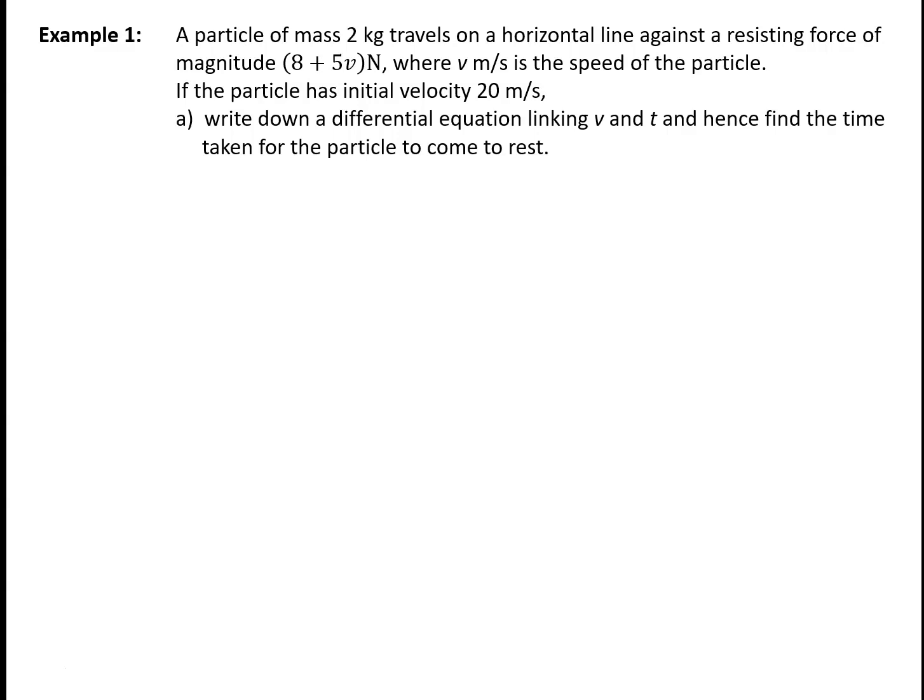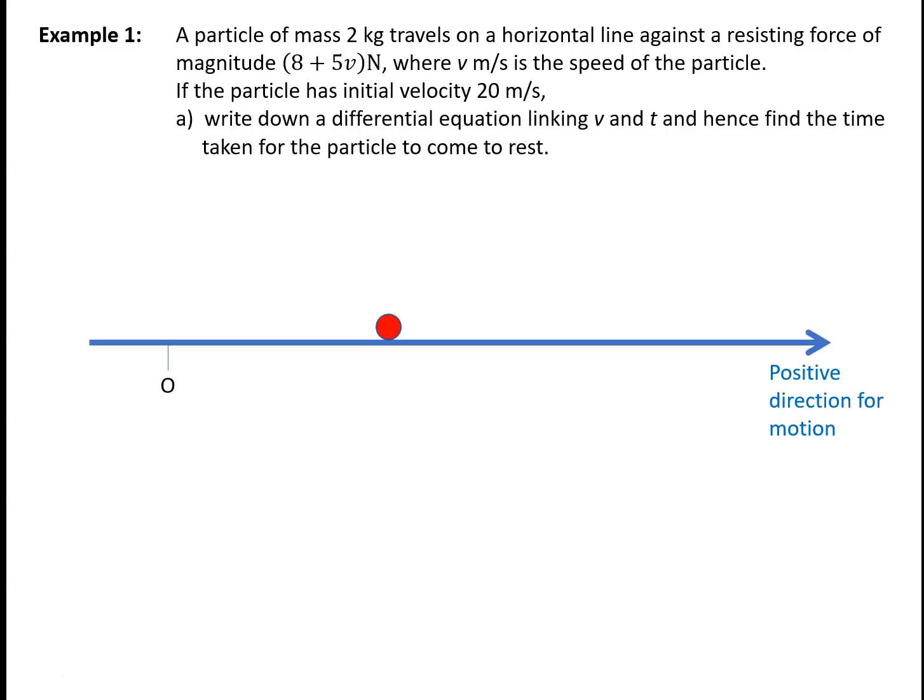As with the vast majority of mechanics problems, we should certainly start this question off with a simple diagram. So there's my particle, and we're defining the positive direction to be out to the right on our diagram. So that means that's also the positive direction for the velocity and also the positive direction for the acceleration. Now in this case we're asked to write down a differential equation linking v and t, so we will use a equals dv by dt as our form for the acceleration.